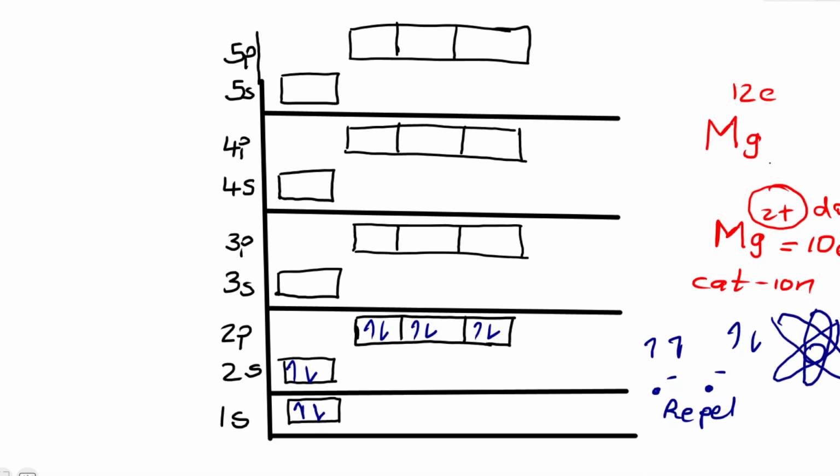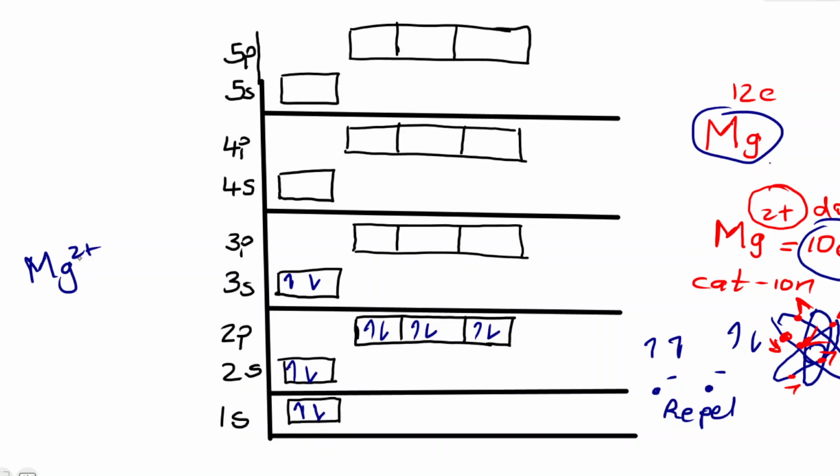So you cannot have electrons spinning in the same direction. If this one is spinning up, the other one must spin down, because they would oppose and repel each other. So we have now 2, 4, 6, 8, 10, 11, 12. This was the Aufbau diagram for the magnesium atom. Now let's look at the Aufbau diagram for the magnesium 2+ ion.